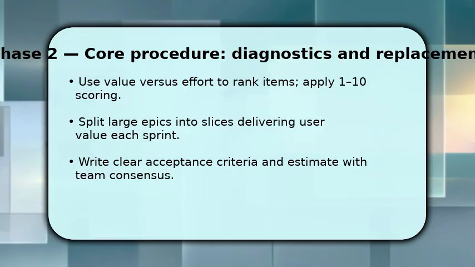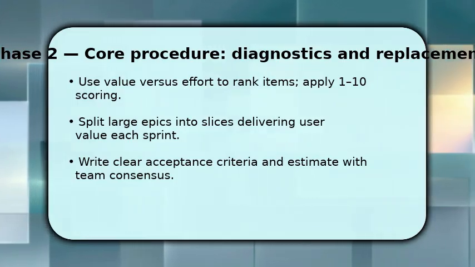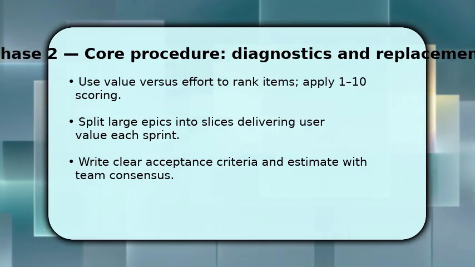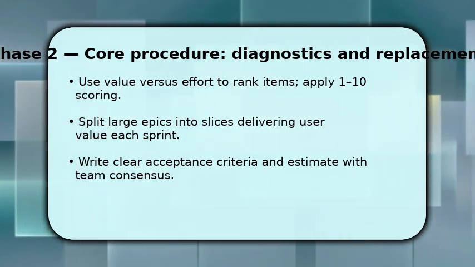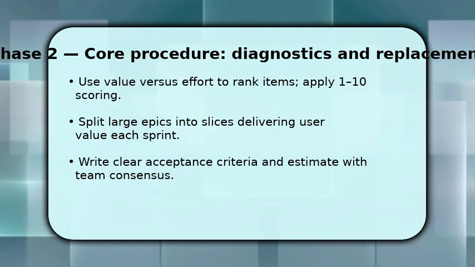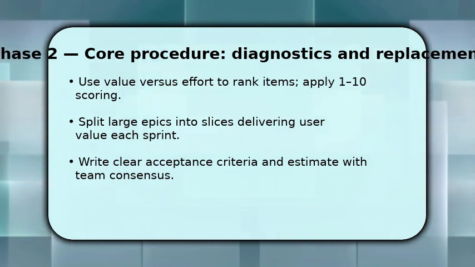Make sure to write concise acceptance criteria for every item and run estimation sessions with the team to achieve consensus. Also, tag dependencies and risks so sequencing is visible. Regularly remove or archive stale items to keep the list focused.